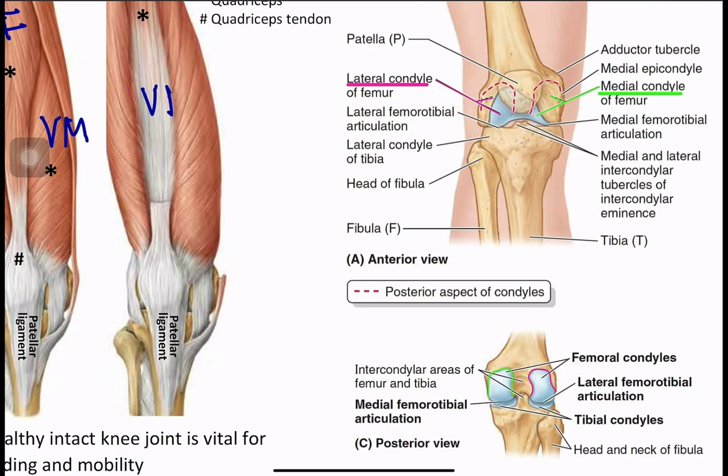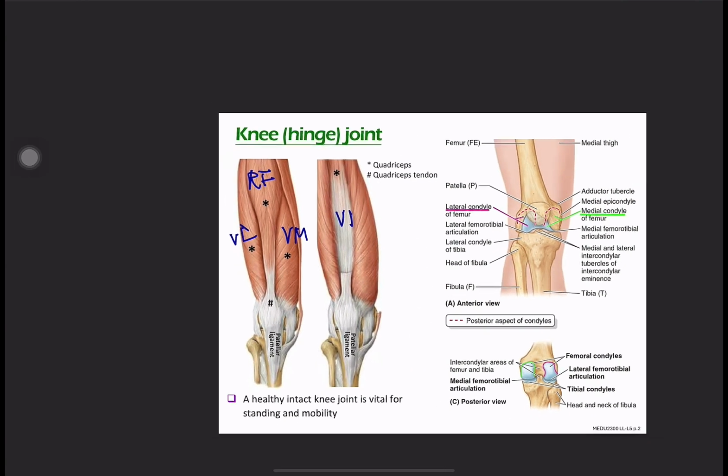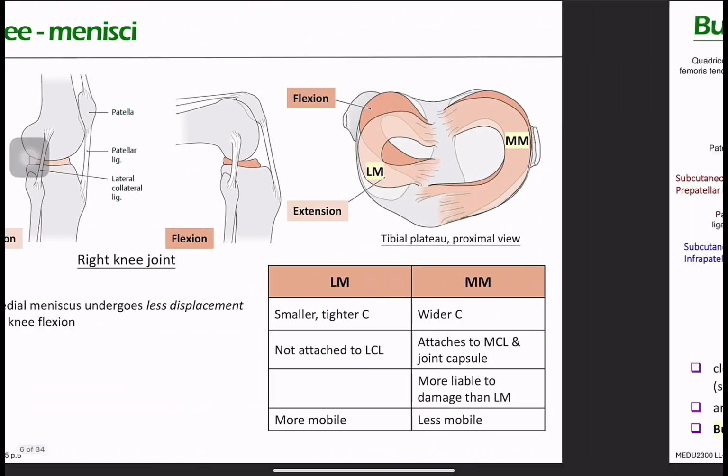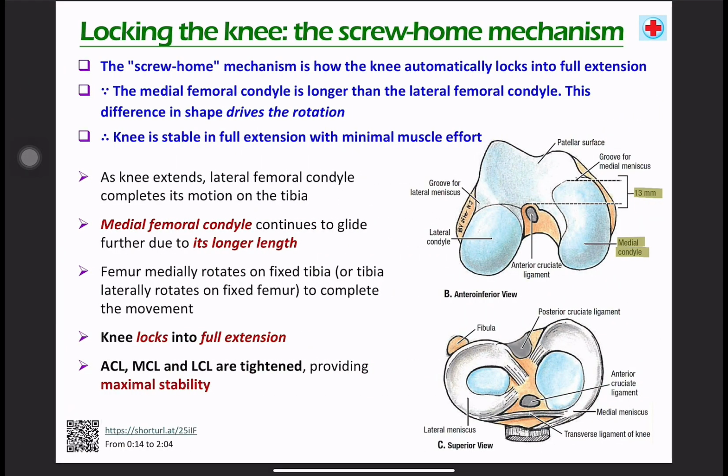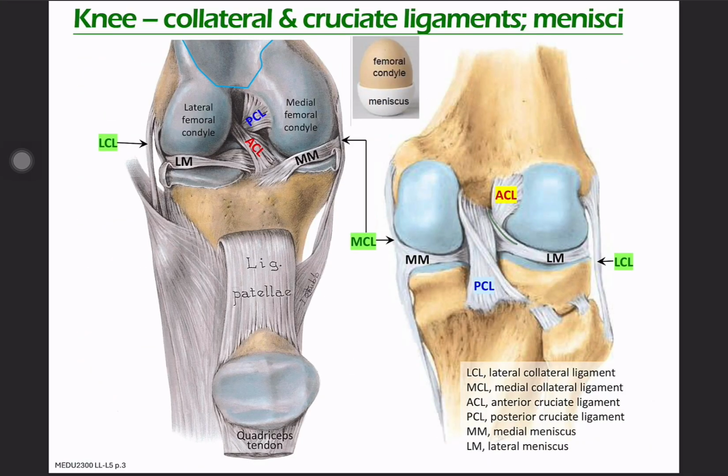An important anatomical fact to note is that the medial femoral condyle, maybe we have to go to this slide. Yes, this one. The medial femoral condyle is actually longer than the lateral condyle here. So this difference in length forms the basis for an important locking mechanism of the knee that we will discuss later.